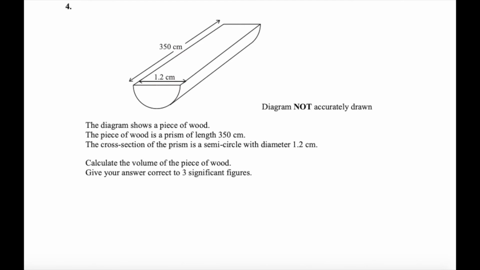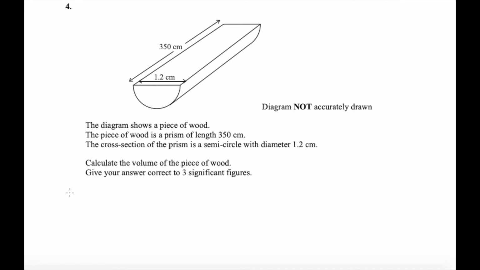The diagram shows a piece of wood. The piece of wood is a prism of length 350 centimeters. The cross section of the prism is a semicircle with diameter 1.2 centimeters. Calculate the volume of this piece of wood. Give your answer correct to 3 significant figures.